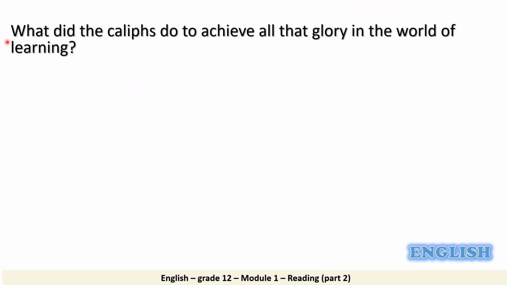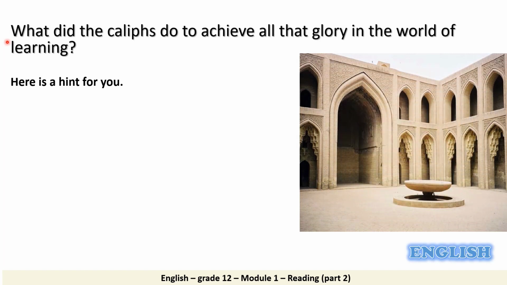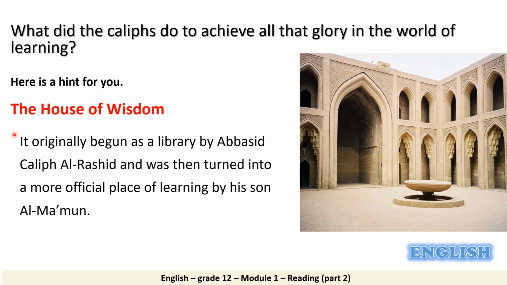Here is one more question for you to think about. What did the caliphs do to achieve all the glory, all that success in the world of learning? Here is a hint. What do you think this is? We read about that in the passage. And excellent. This is the House of Wisdom. And the House of Wisdom was meant to be a library when it was established by Caliph al-Rashid, but then his son al-Ma'mun changed it to be a more official place of learning.